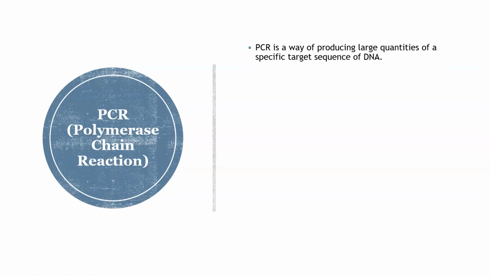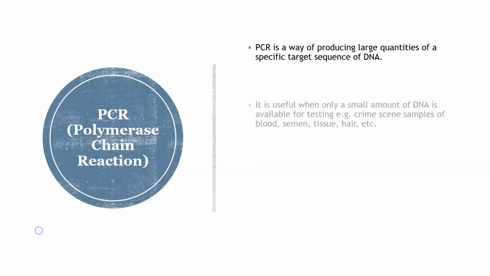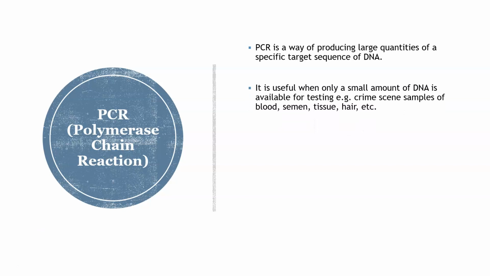Okay, so one of the things we need to know about when we're looking at this area is PCR, so the polymerase chain reaction. Now PCR is a way of producing large quantities of a specific target sequence of DNA. It's useful when only a small amount of DNA is available for testing. So, for example, crime scenes, blood samples, semen, tissue, hair, etc.